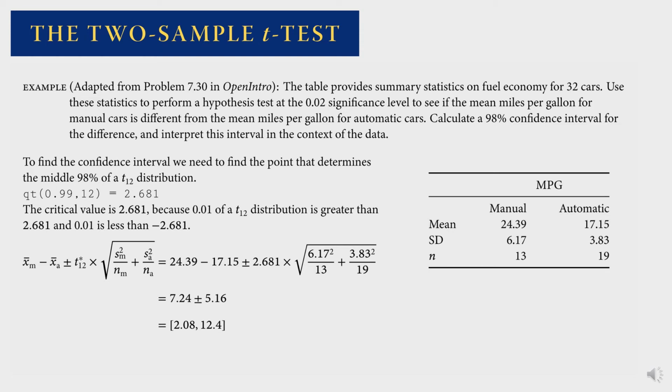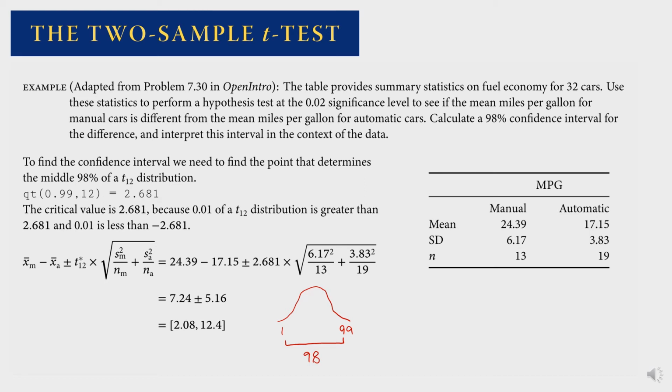Here's the calculation for the confidence interval. It's a 98% interval. We usually do 95, but that means I want the 99th percentile of a T12 distribution for the critical value. That's because the middle 98% of the area goes from the first percentile to the 99th. I find that number using the qt command in R. I multiply that by the standard error. Add it to the difference in sample means to get the upper bound, subtract it to get the lower bound.